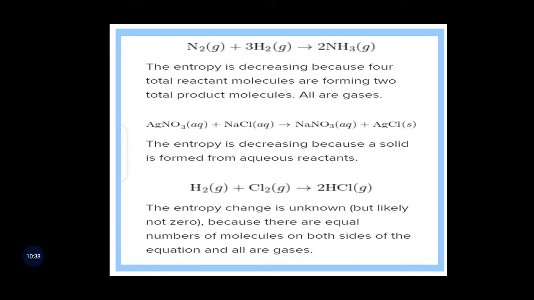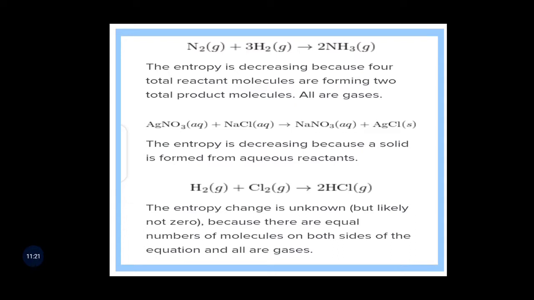Now let's look at this formation of ammonia. The entropy is decreasing. If you look at it, gaseous, and then what do we have here? Gaseous. So which theory applies here from the four discussed earlier? This is where I told you that when the number of molecules of the product is higher than the number of molecules of the reactant, there is an increase in entropy. But if the number of molecules of the product is lower than the number of molecules of the reactant, then what you have is a decrease in entropy.